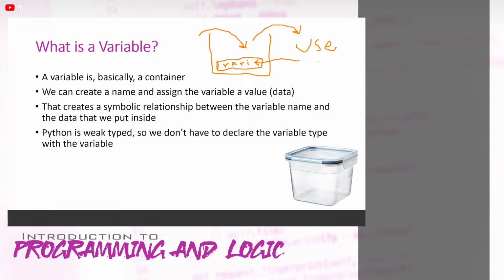Another thing to think about is that Python is weakly typed, so we don't have to worry about declaring a variable type. You might hear people refer to that as weak typing. You might hear it referred to as loose typing, or what's another word that's often used? Dynamic typing, dynamically typed.